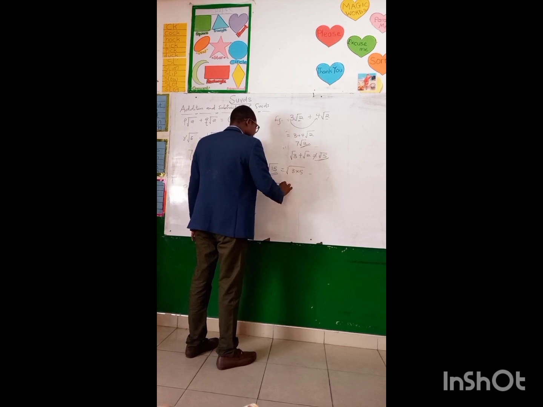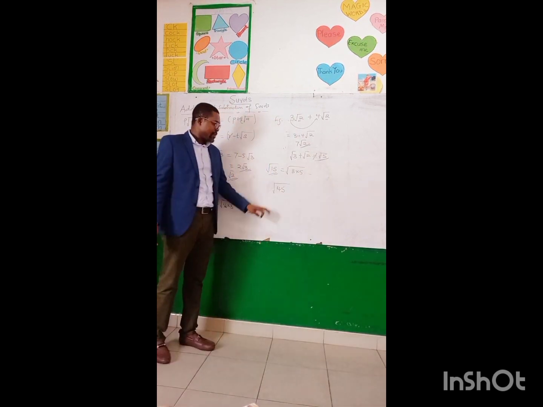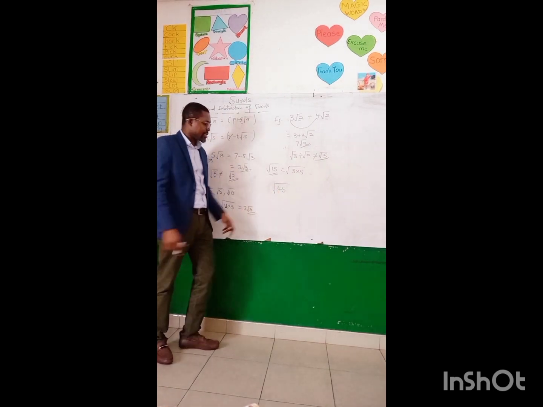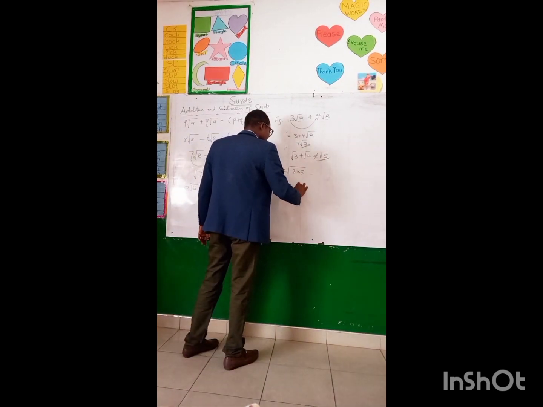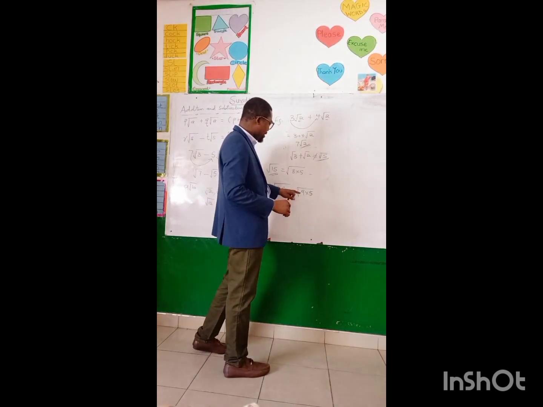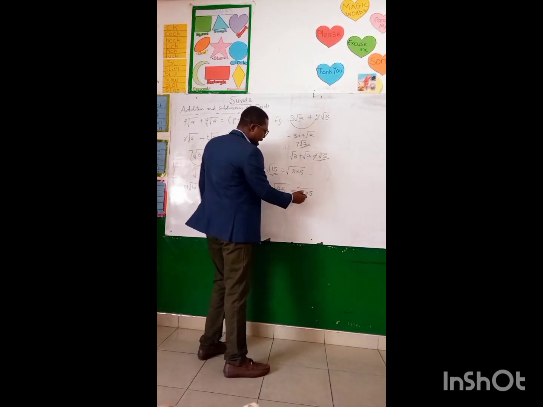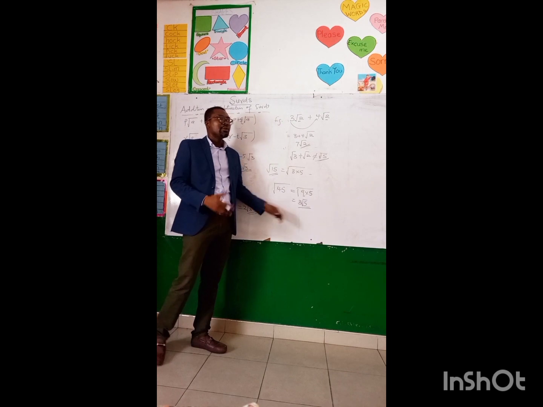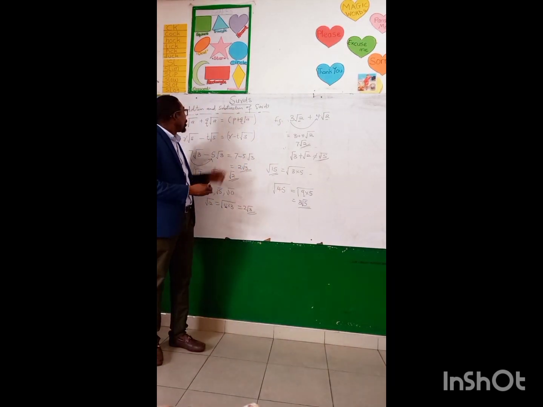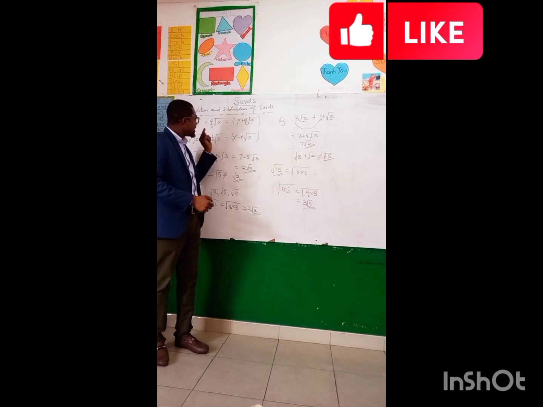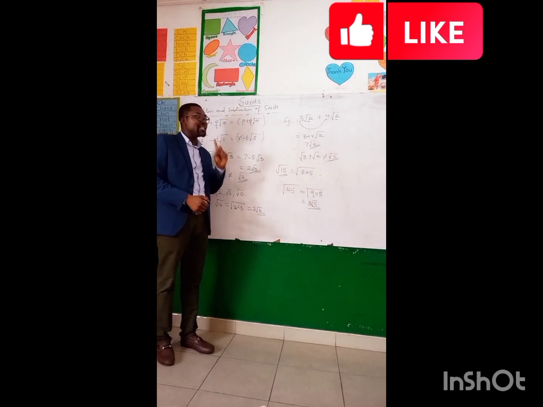Root 45. Let's look at this. Root 45 is not simplified because I can find a perfect square from this. So look at it. I can write my root 45 as 9 times 5. 9 is a perfect square. So that will give me 3 root 5, and this becomes simplified. So this is how we simplify surds. We add and subtract surds. Please take note that the numbers under the root must be the same.